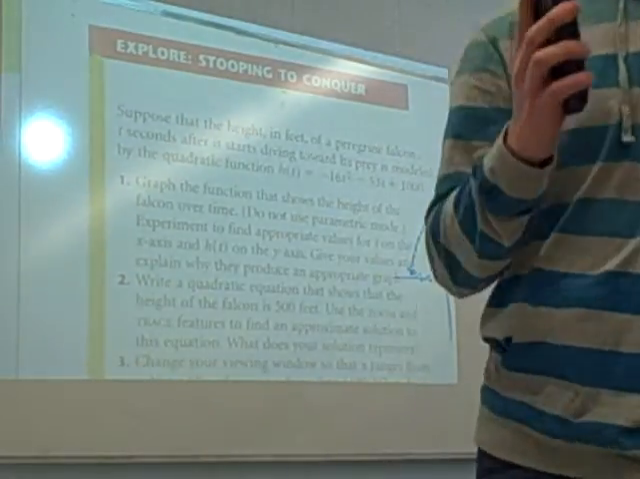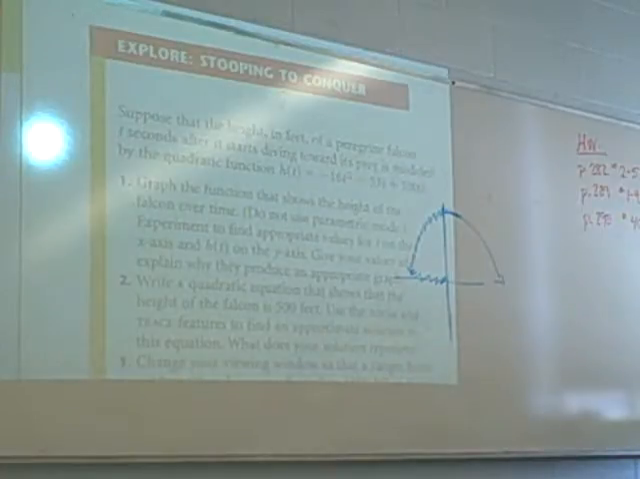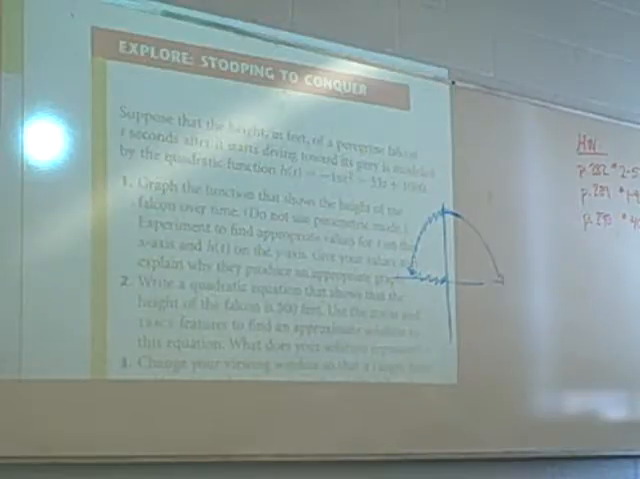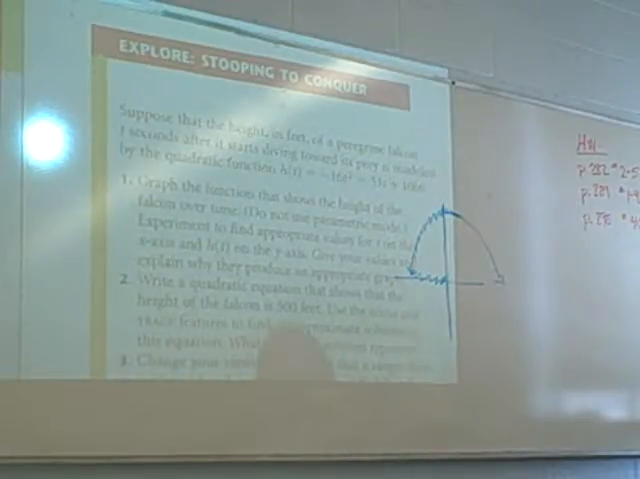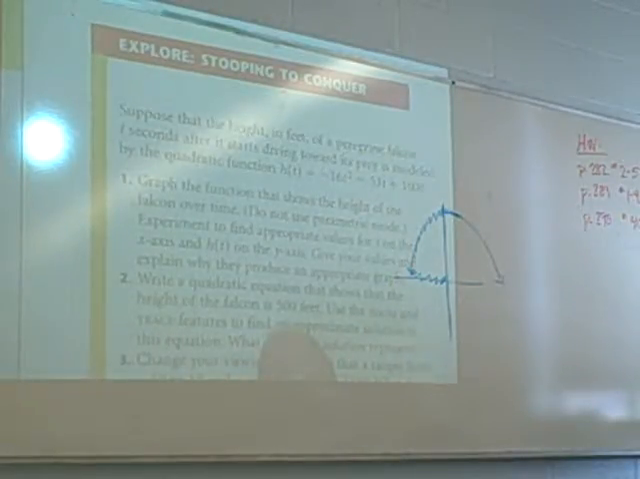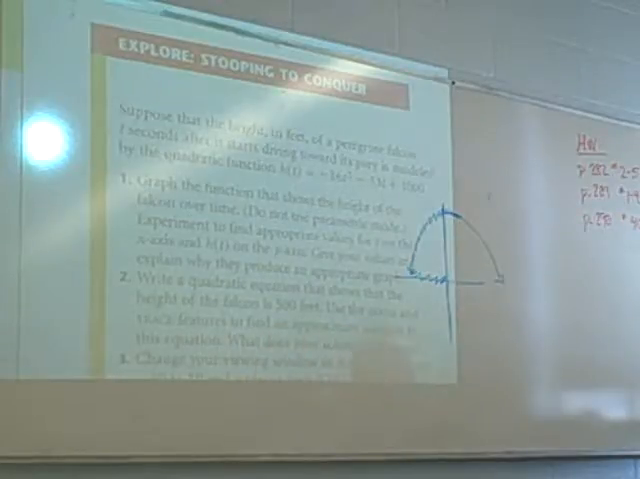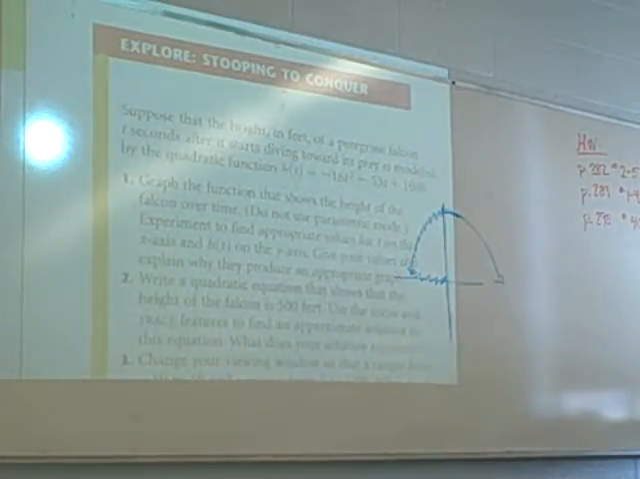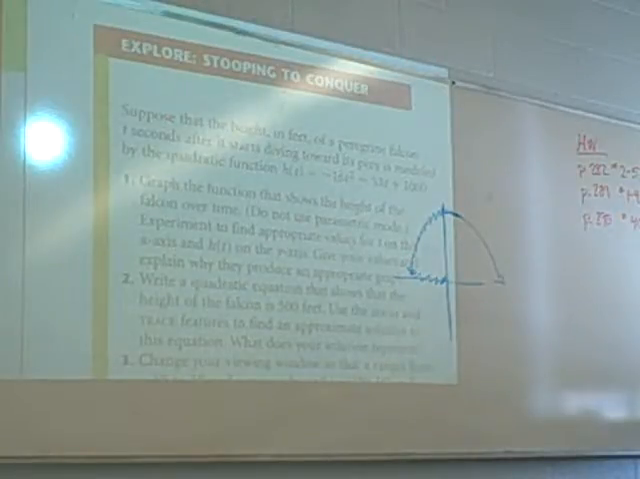Okay? All right, good. So are we good with how to get a graph, how to look at the data? All right, now let's look at number 2. Write a quadratic equation. We're looking for an equation now that shows that the height of the falcon is 500 feet. Use the zoom and trace features to find an approximate solution to this equation, and what does the solution represent? Anybody have that still on their calculator?